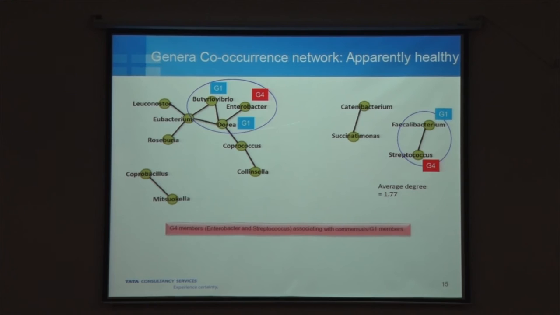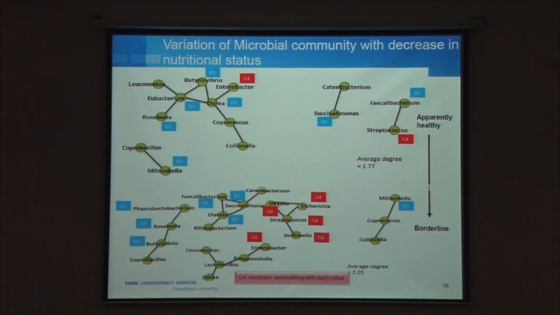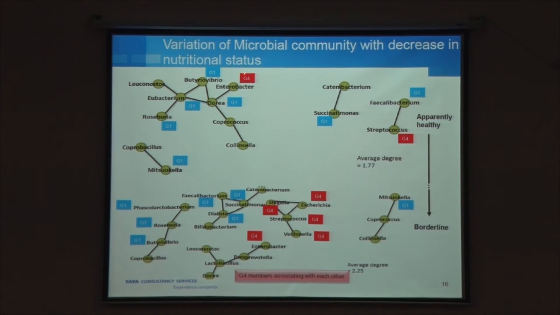G4, the bad bacterial group, is associated in these two groups which are interacting with the G1 in the apparently healthy. So there are G4 groups in the apparently healthy also interacting with the good bacteria. And what we see in phagocytosis is exactly the same as what I showed in the previous one. But if you go into the borderline, you can see that the G4 members start associating with each other. This G4 member has gone and associated with the other G4, and slowly the G1 members come out in the borderline case.